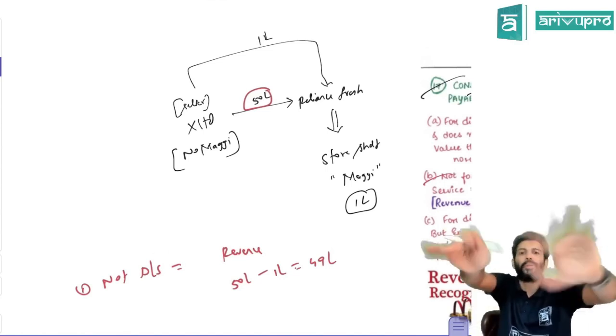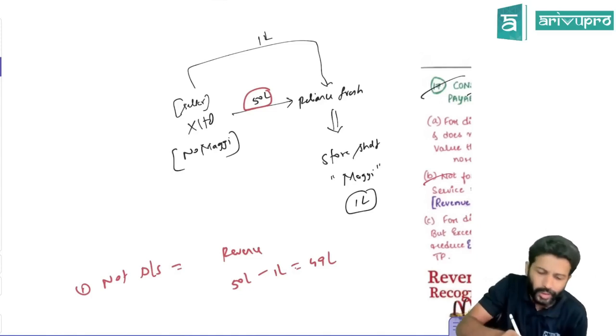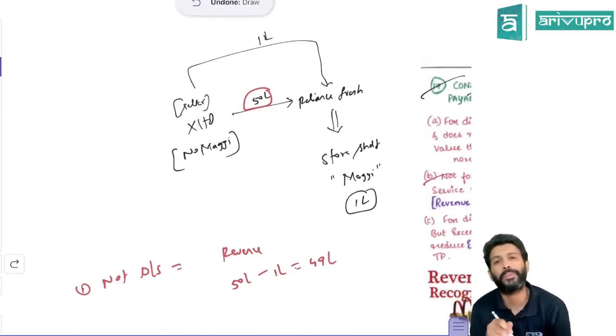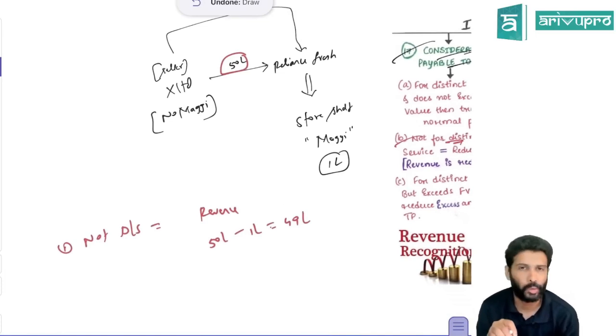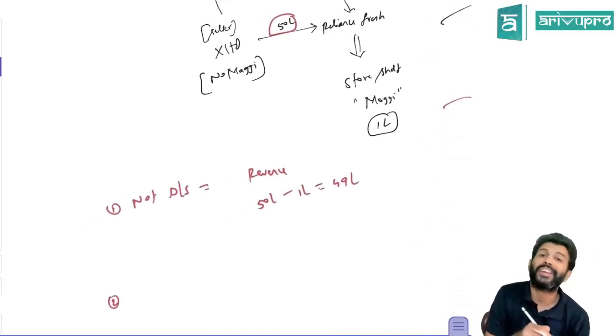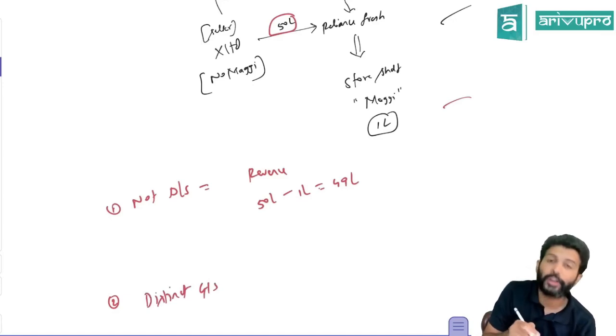Because they paid 1 lakh rupees, they did not get anything for this 1 lakh. So this 1 lakh rupees has to be reduced from the revenue. That means the revenue, or transaction price, will become 49 lakh rupees in this particular case. Okay. Second case. Let's say it is for distinct goods or service.